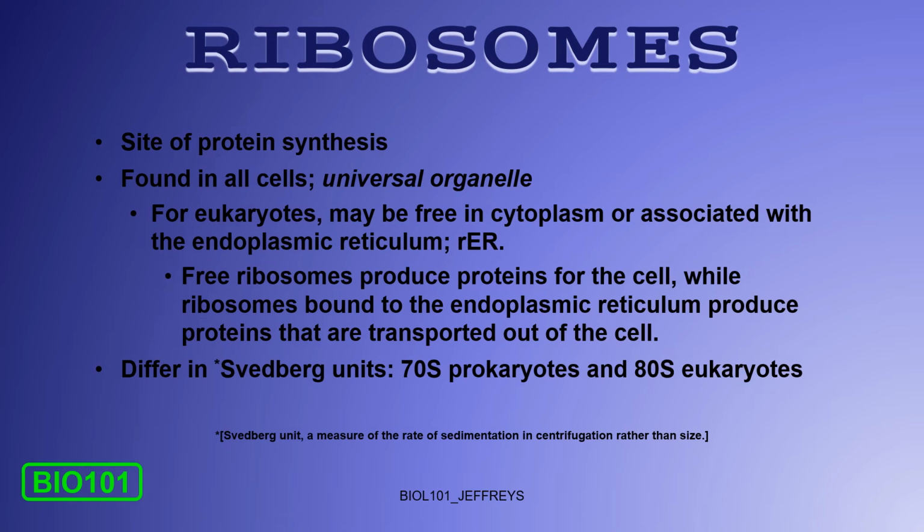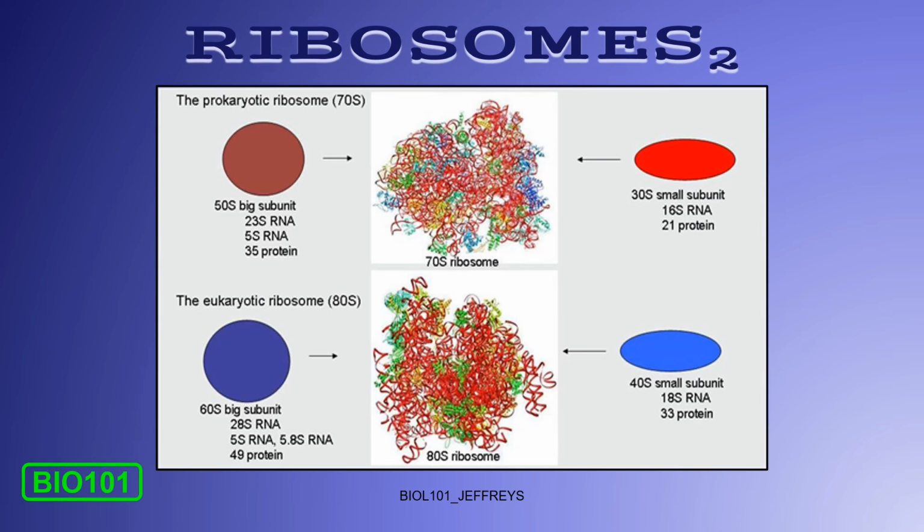It kind of makes sense because eukaryotes are larger and much more complicated than prokaryotes, and so are their ribosomes. All right, so here is just looking at the difference in ribosomes, prokaryotic versus eukaryotic ribosomes. Prokaryotic ribosomes have two components, right? They have a large component and a small component, or large subunit and a small subunit.